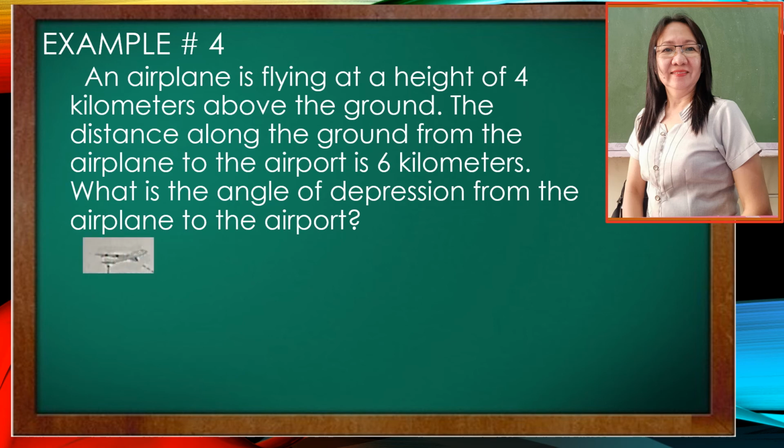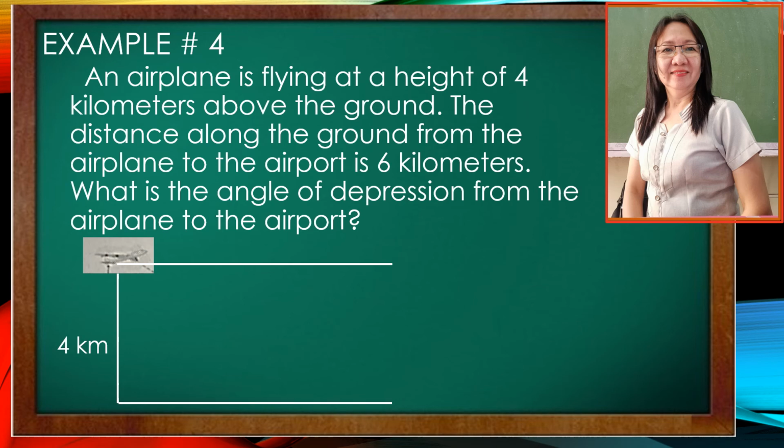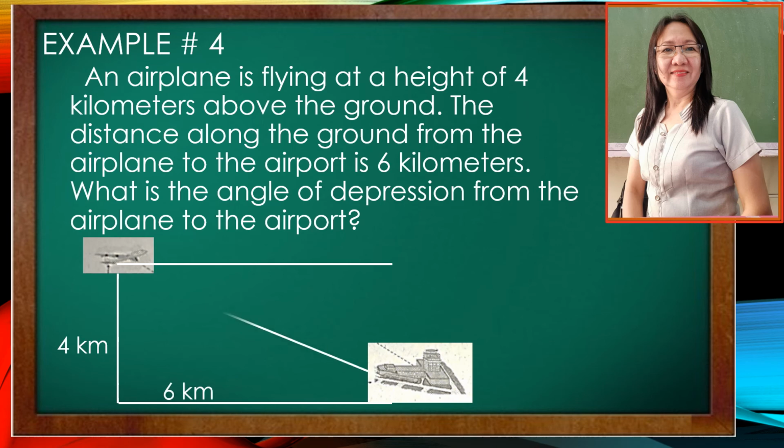So let us have here our airplane. It flies horizontally. Then the airplane is 4 kilometers above the ground. From the ground to the airport, it is 6 kilometers. Then let us have here another segment.